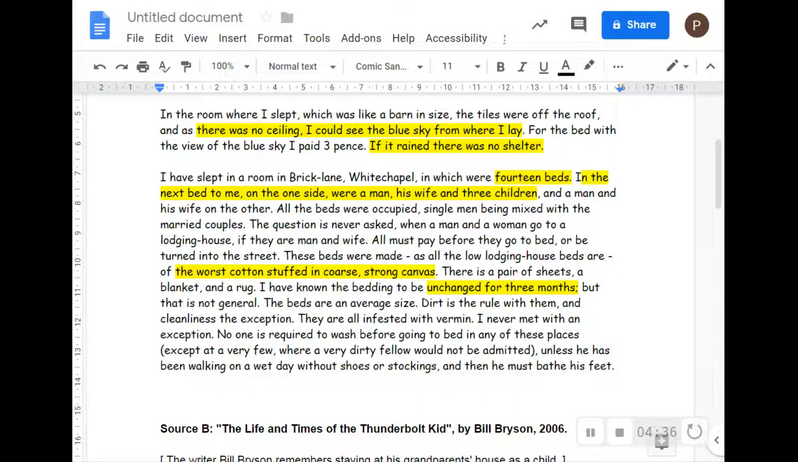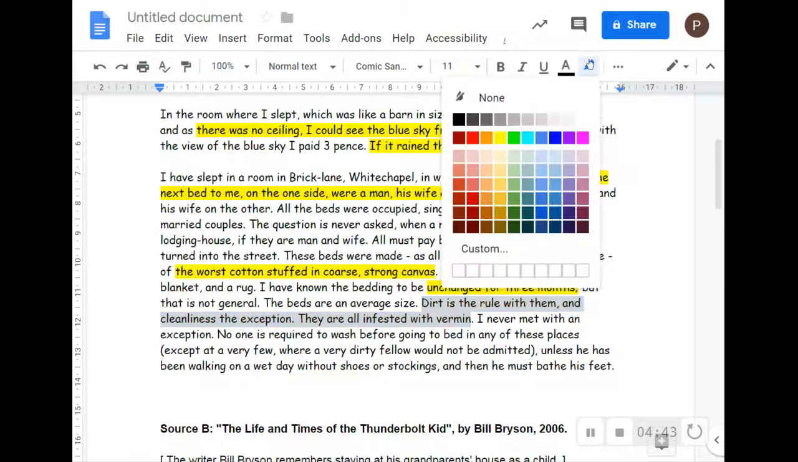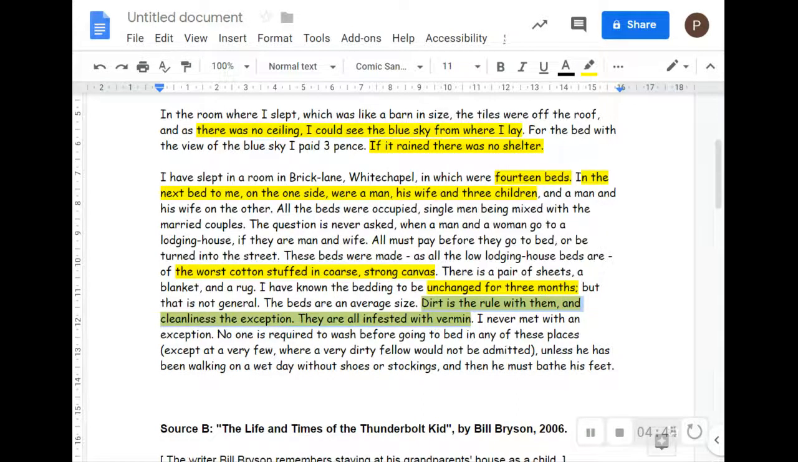"It is dirty. Dirt is the rule with them, and cleanliness the exception. They are all infested with vermin." Excellent again. They are very, very dirty. "I have never met with an exception. No one is required to wash before going to bed in any of these places, except at a very few, where a very dirty fellow would not be admitted."